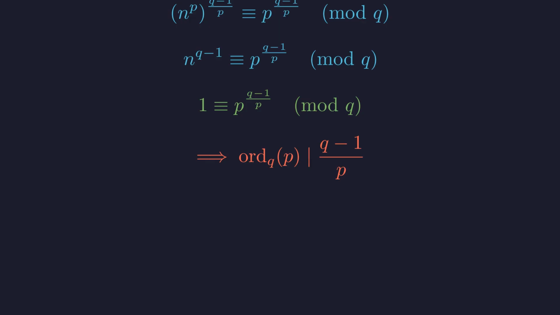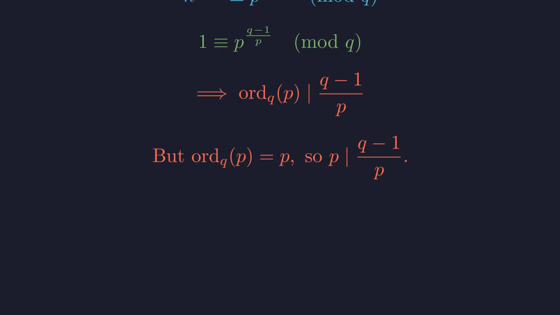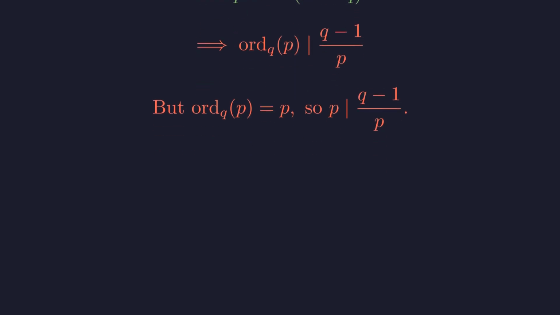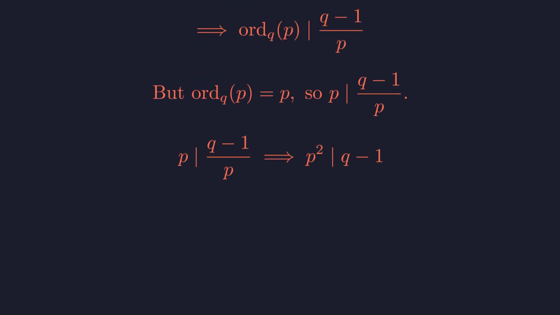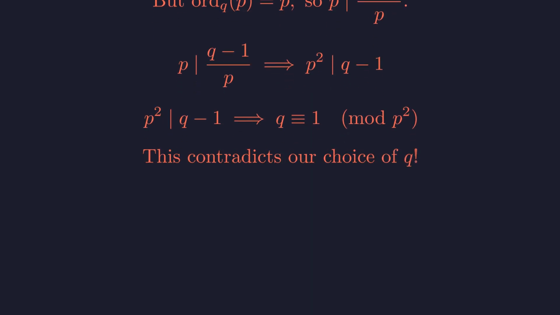This means the order of p must divide the exponent, (q minus 1) over p. But we chose q specifically so that the order of p is p. So p must divide (q minus 1) over p. This implies that p squared must divide q minus 1, which means q is congruent to 1 mod p squared. But this is a direct contradiction. We deliberately chose q so that this would not be true.